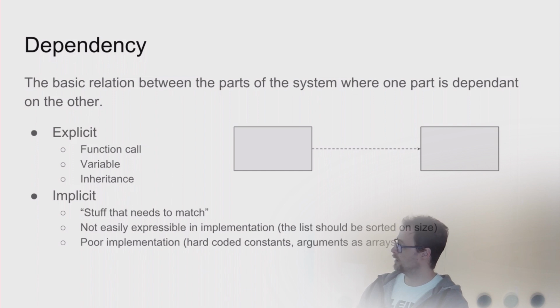One big thing is hard-coded constants. So maybe there is a constant in the second box here, and the first box uses the same constant, and these two constants need to match in some way. And if we change the value of the constant in the second box, we need to manually remember to change it in the first box also.